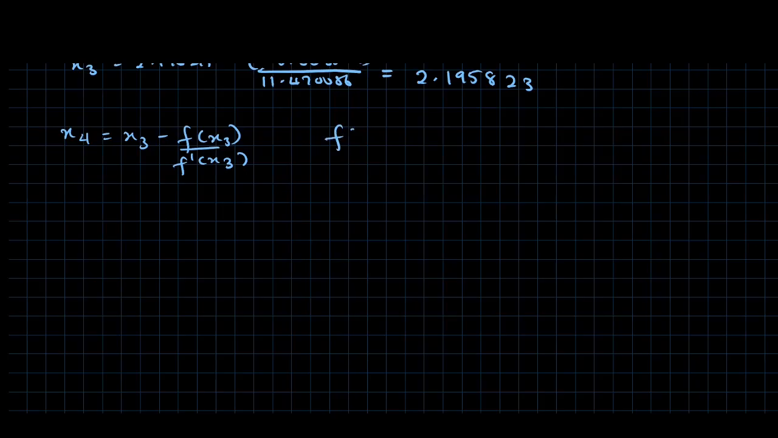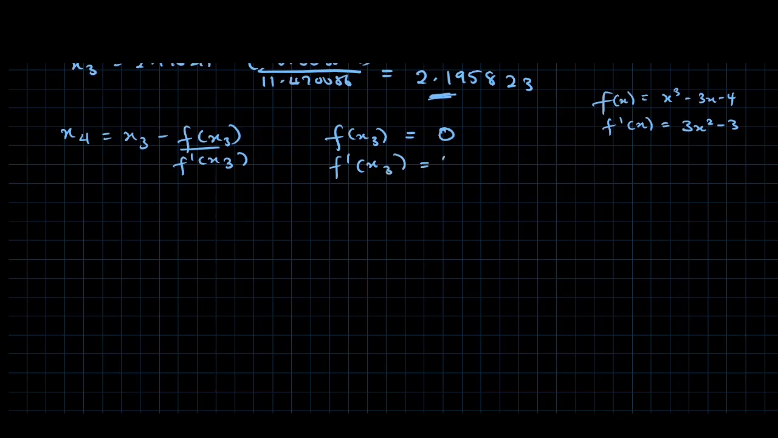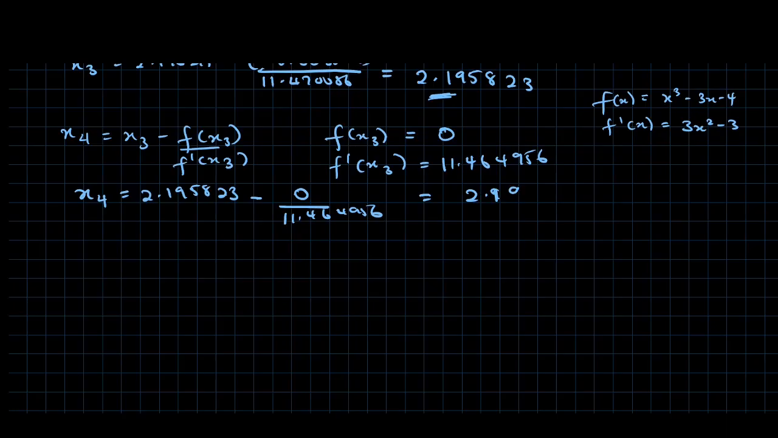Now for the fourth approximation, we're going to have x4 equal to x3 minus f of x3 over f prime of x3. In this case, f of x3, we're going to simply substitute into the equation. This is going to be approximately 0, and f prime of x3 is going to be equal to 11.464956. Substitute this into the equation and you're going to get 2.195823 minus 0 over 11.464956. This is going to leave you with 2.195823. And you notice that this is equal to what we got last time.